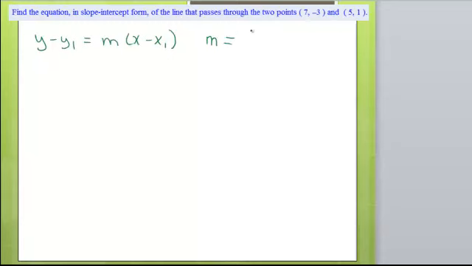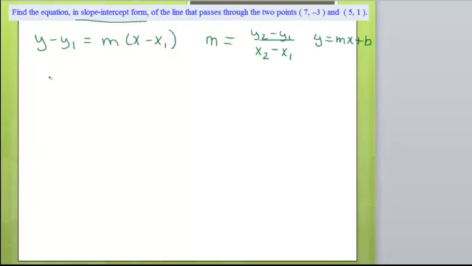Remember, slope is y2 minus y1 over x2 minus x1. So calculate the slope. Once you know the slope, you can use either point, it doesn't matter which one. Use either point in this formula with this slope and you'll get the equation. And they want it in slope-intercept form again, which is y equals mx plus b.